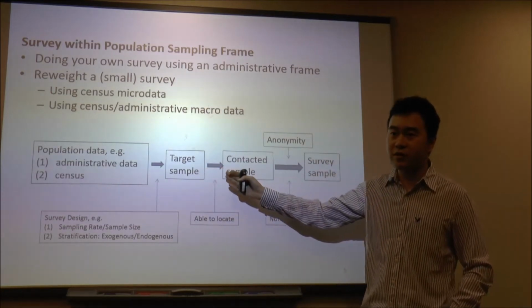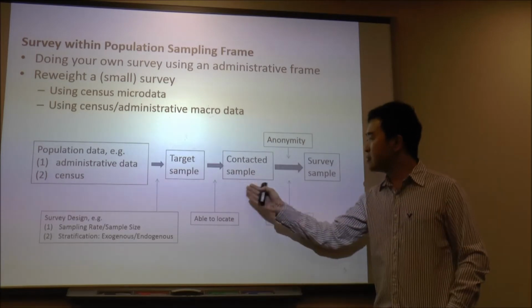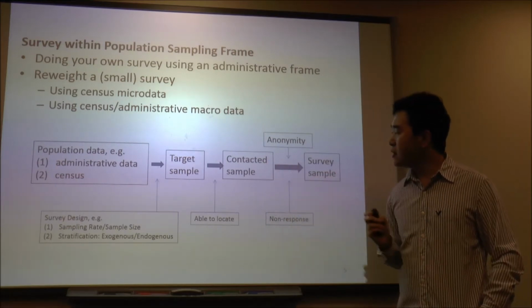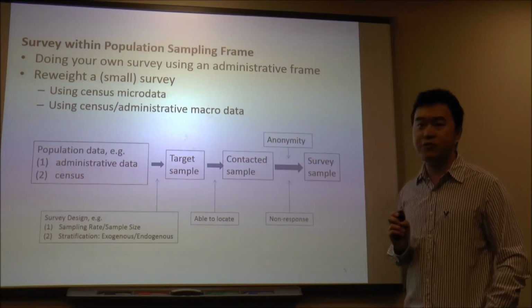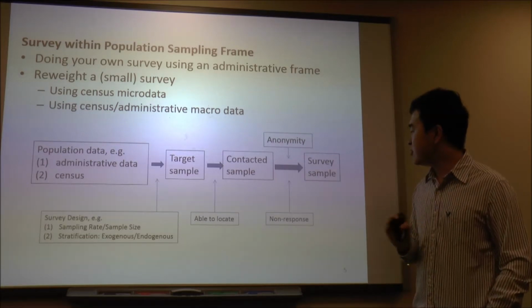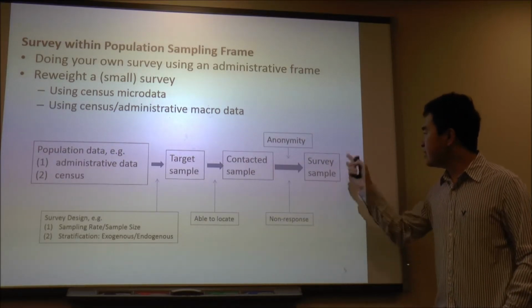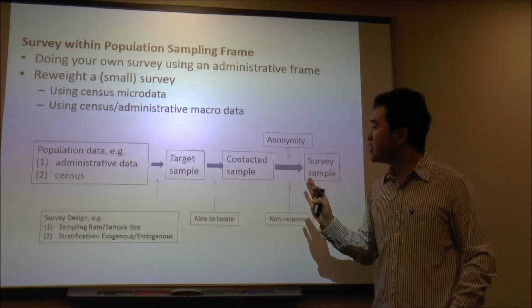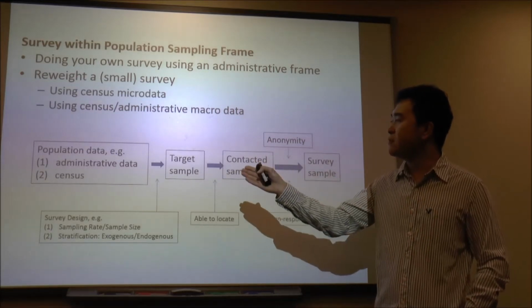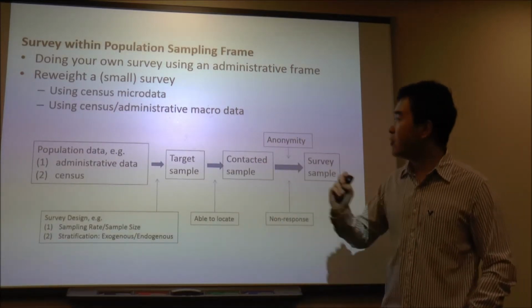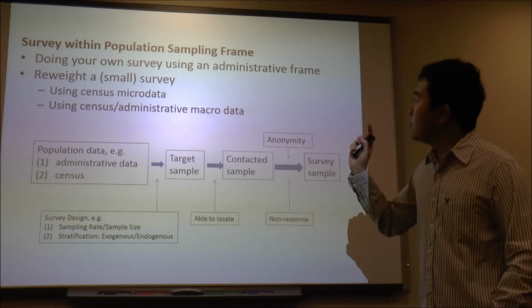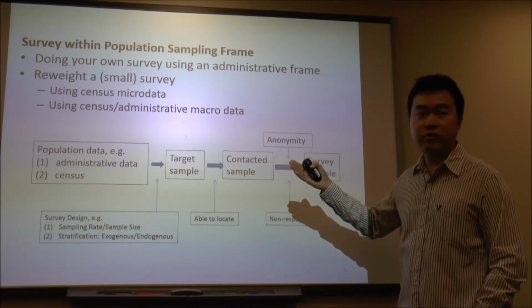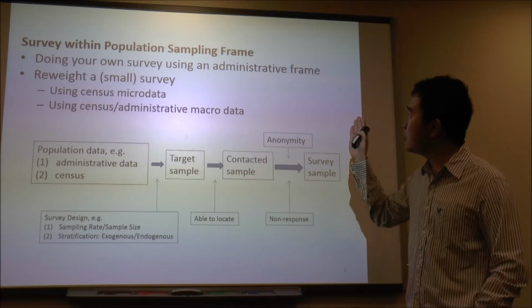And based on your capability to allocate these people, some of the people may be successfully contacted, and they may refuse to reply. So there's a non-response issue here, and then finally the distribution of the survey sample might be quite different from the one that you are really looking for. So this technique can be applied when you are doing your own survey using an administrative framework.